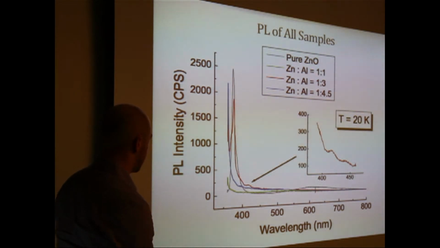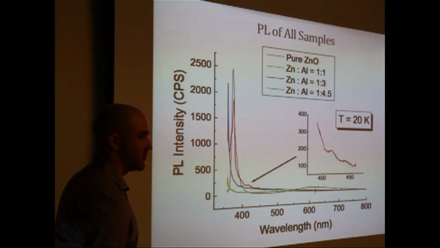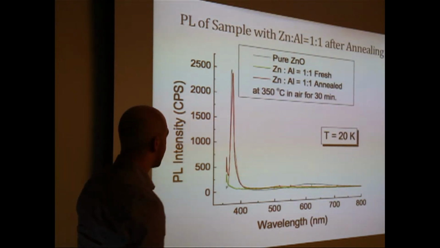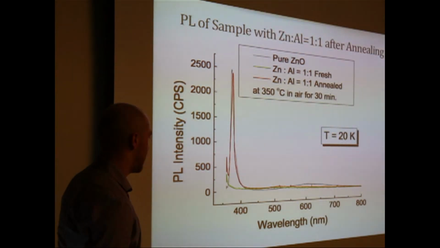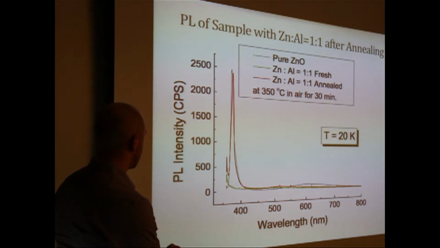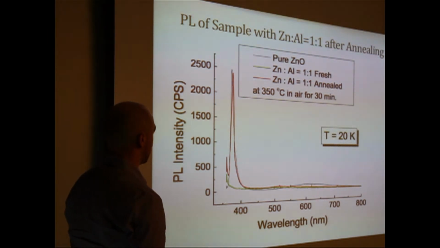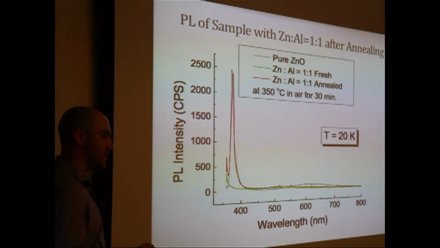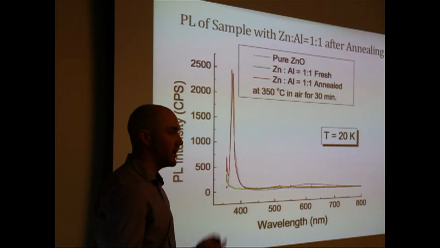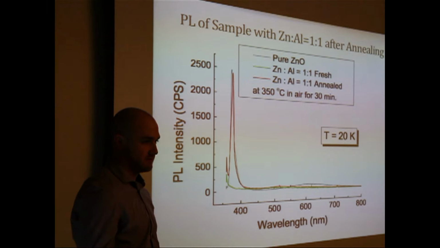It's somewhere redshifted. So we're trying to recover this UV peak, and what we did was we annealed the sample at 350 degrees Celsius for 30 minutes in air, and we see that we recovered this peak. The red one before was the 1 to 3 ratio. This one is just a 1-to-1 annealed. After annealing it, we recover this peak, and that's exactly what we wanted. Now that's all great, and we showed that we can incorporate aluminum into the zinc oxide through this method.